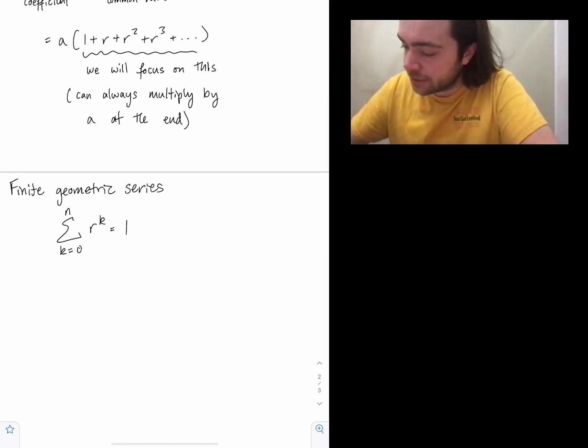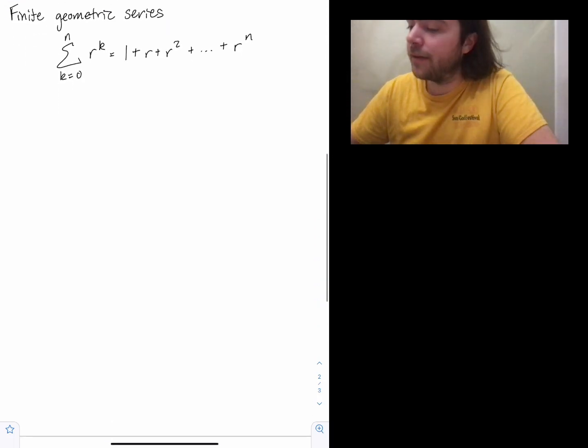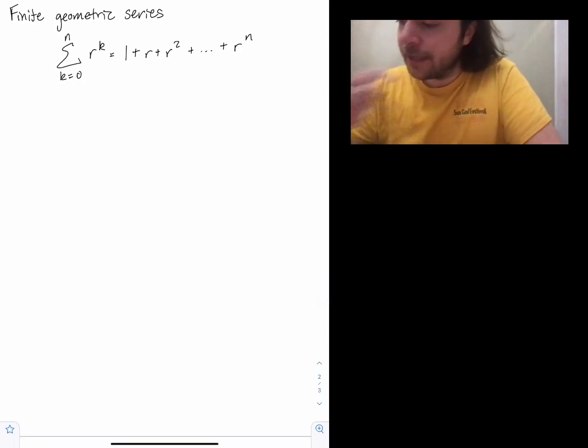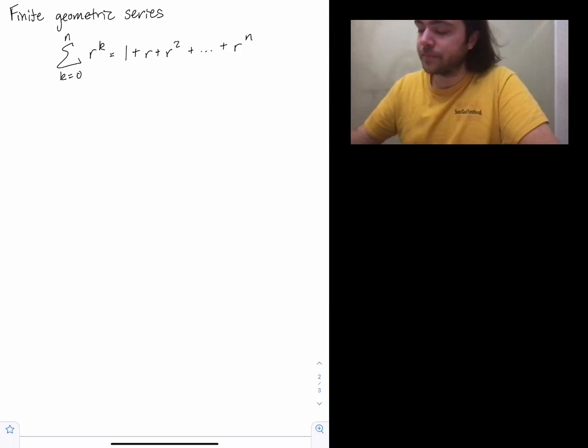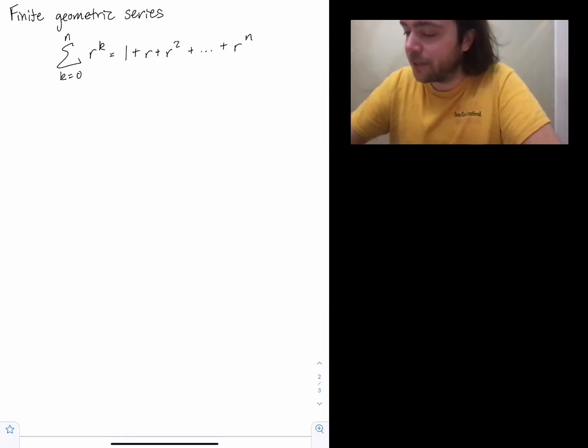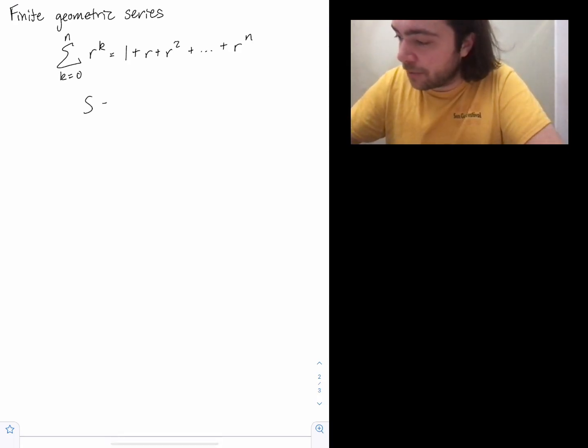So what does this look like? It's just 1 plus r plus r squared plus dot dot dot plus all the way to r to the n. Okay, so this is a sum. There's only finitely many terms, so it equals some number. I'm going to call that number s just for convenience, so I'll write it out one more time. So s is the sum we're looking for, and it looks like this.